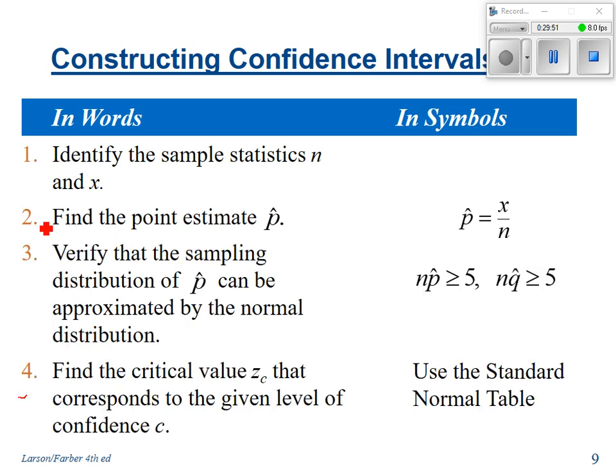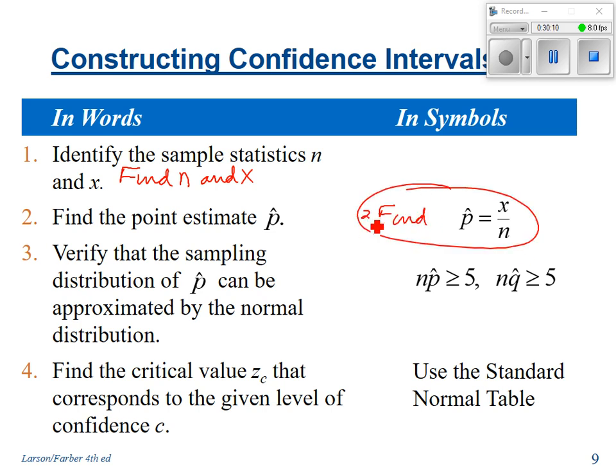Way to do this, and I'll tell you what to write down on this. Number one, just write: find N and X. Number 2, find your P hat.